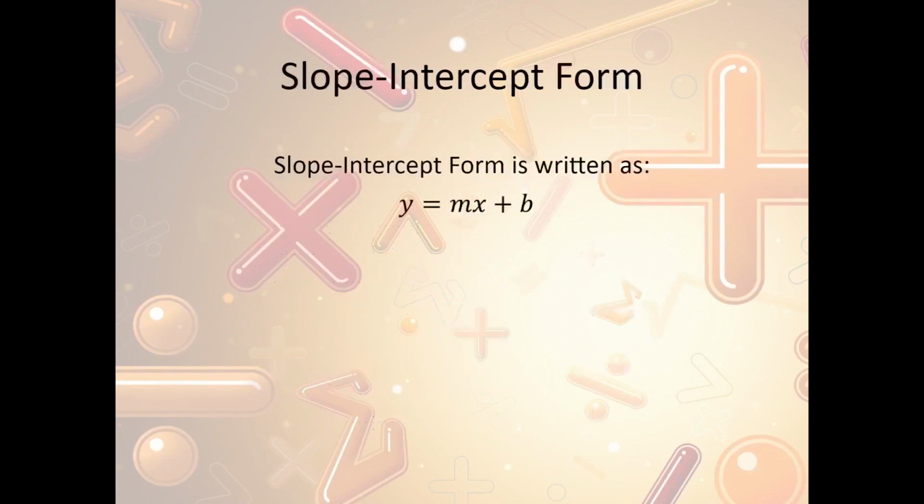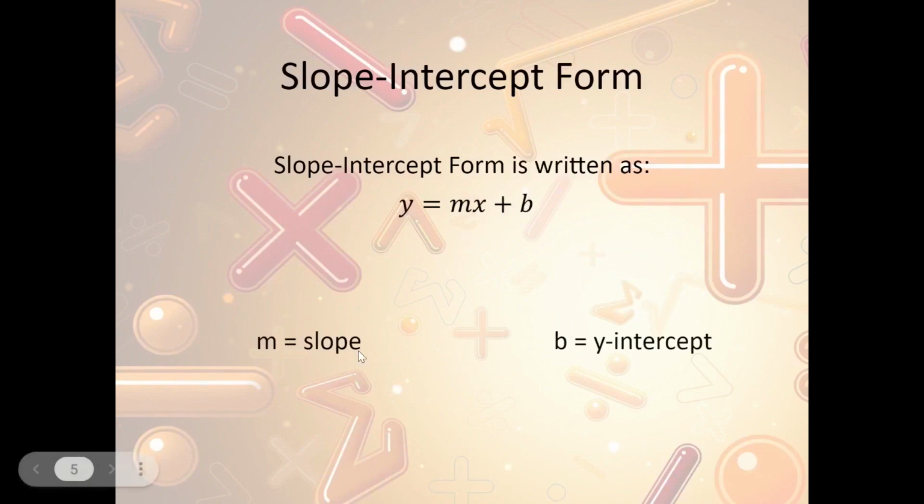Slope-intercept form is written as y = mx + b. And what does that mean? m is the slope, and b is the y-intercept. y and x are my variables that stay variables so that I can plug numbers in and see what they come out to be. So m is the slope, and b is the y-intercept.